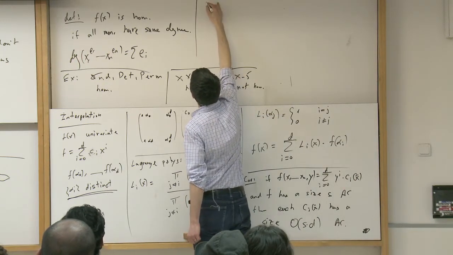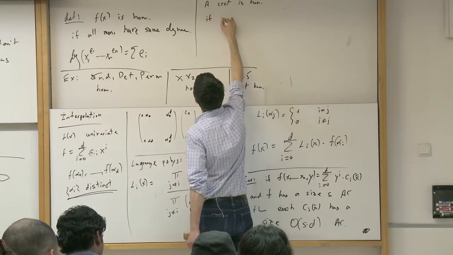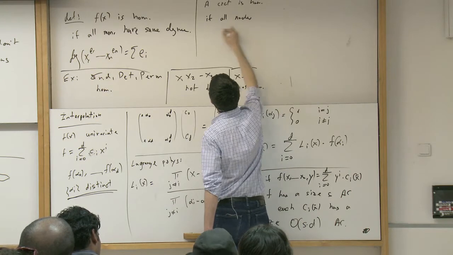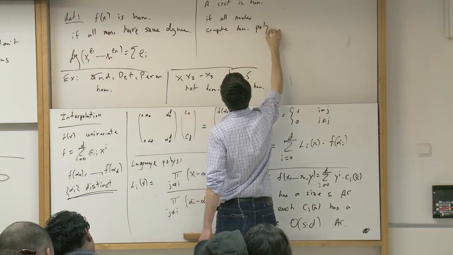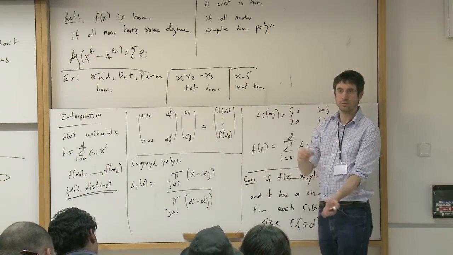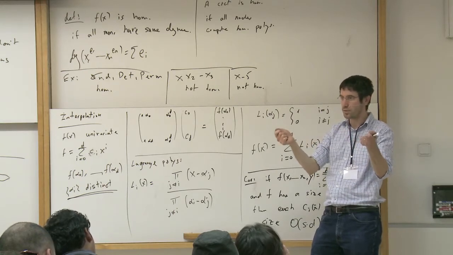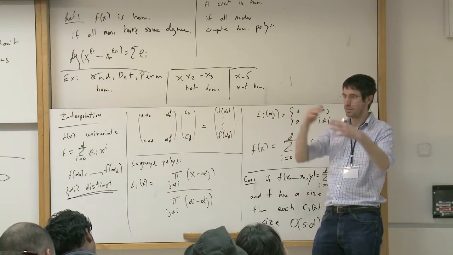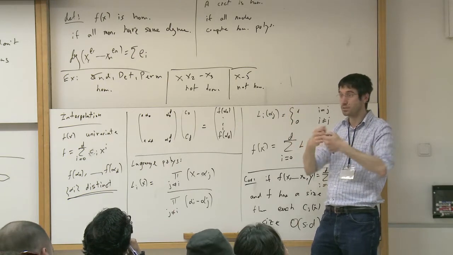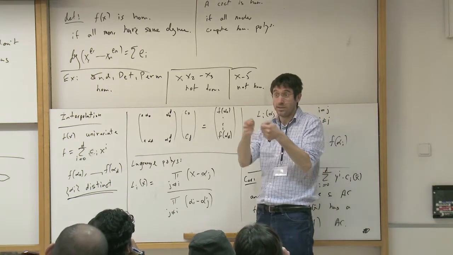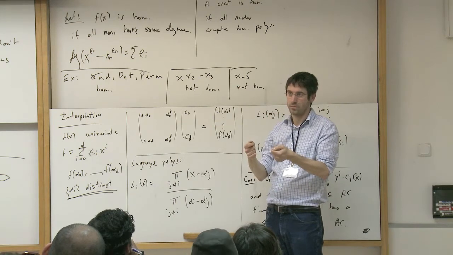That's a homogeneous polynomial. And a circuit is homogeneous if all nodes compute homogeneous polynomials. An input clearly computes a homogeneous polynomial because it's either a variable or a constant, so there's only one monomial. But as you go along, you compute more and more complicated polynomials. We say the circuit is homogeneous if all the intermediate computations and the output are homogeneous. Okay?